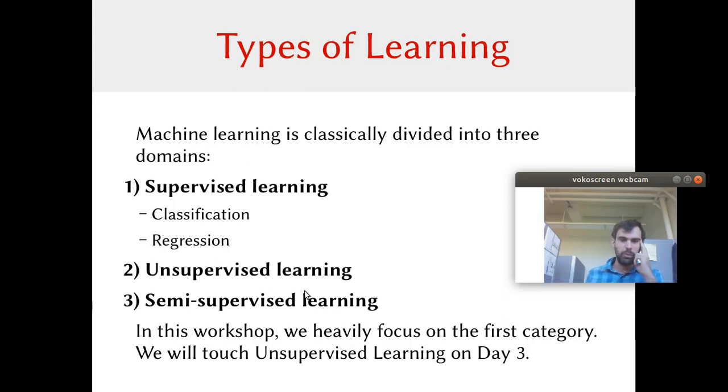Otherwise, you have unsupervised learning. Here, you have a whole bunch of data, and you ask the computer to find some structure in it. Do you find things that are interesting? Can you group things together? So that's unsupervised learning, and of course you have everything in between, like semi-supervised learning.